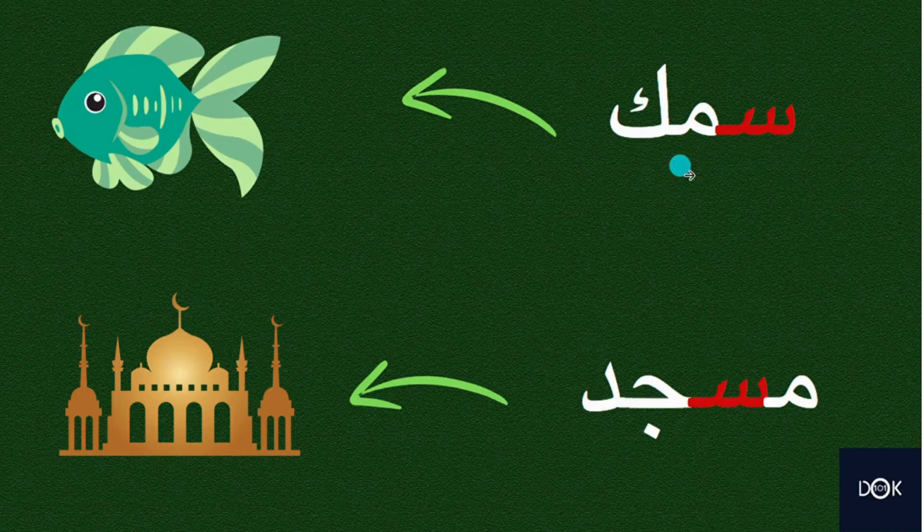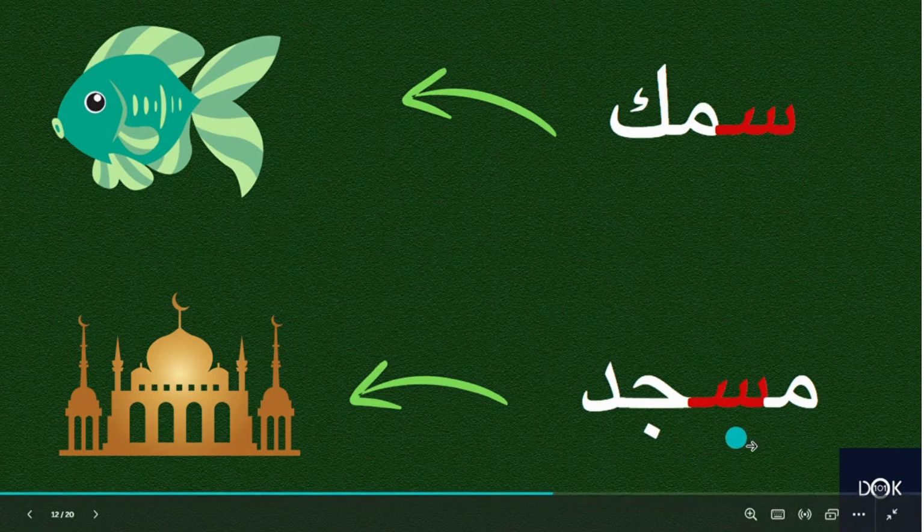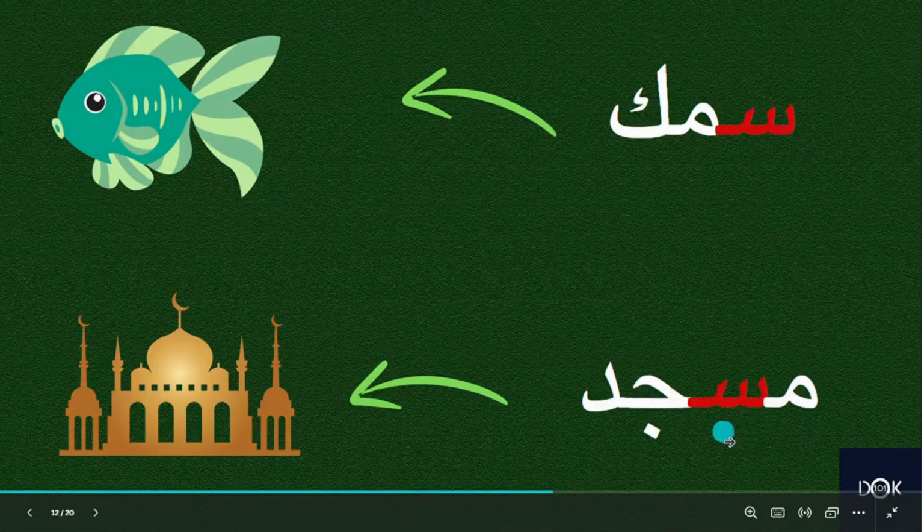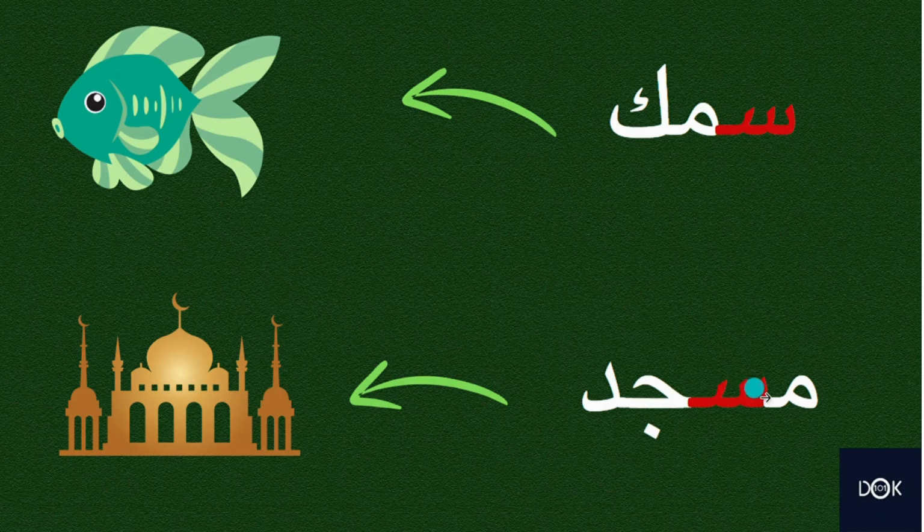The first example is samak, which is a fish. So it is connected to the letter after it. In the second example, seen is in the middle of the word. Masjid, which is a mosque. Masjid, it is connected on both sides. Samak, masjid. And that's it for seen.